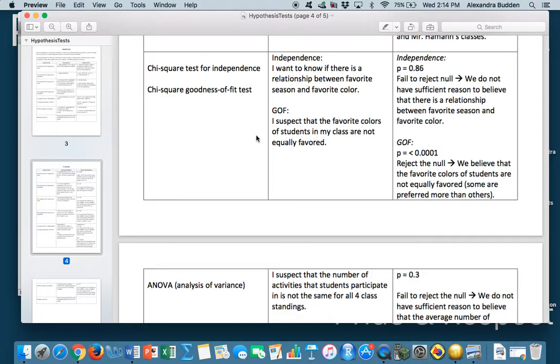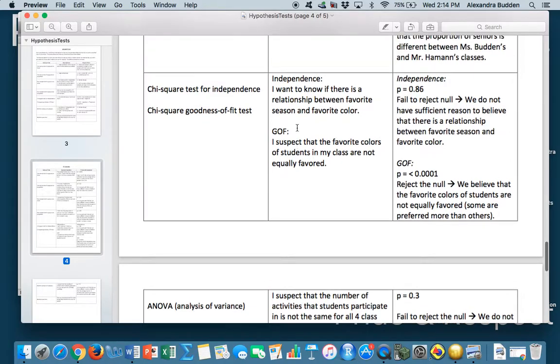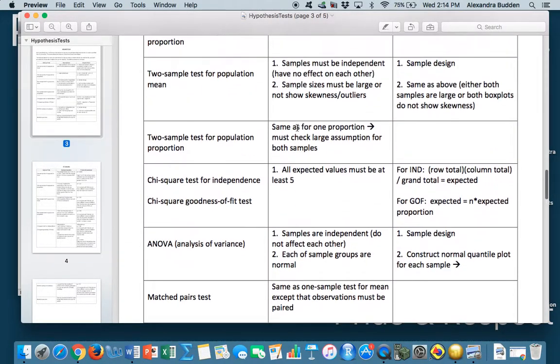This video is about the chi-square test for independence. This test is going to be used when you have two different categorical variables and you want to know if there's a relationship between the two of them. So in this case, I want to know if there's a relationship between a student's favorite season and their favorite color. So before we carry out the test, we need to check the assumptions.